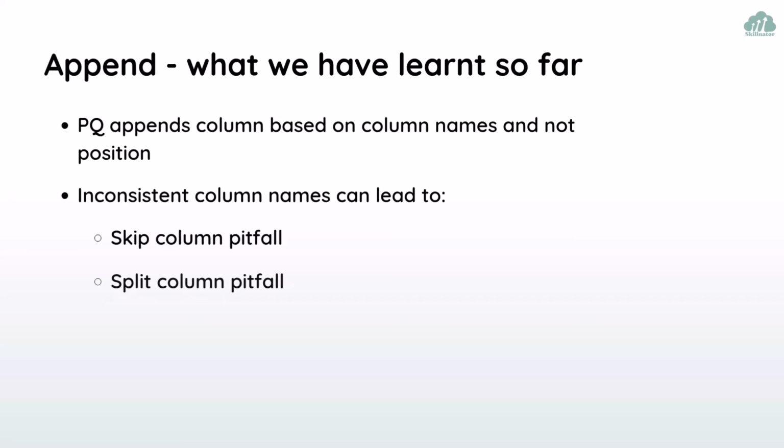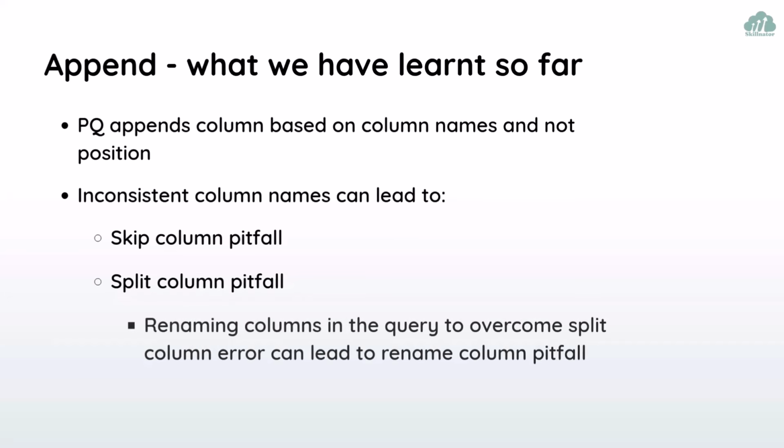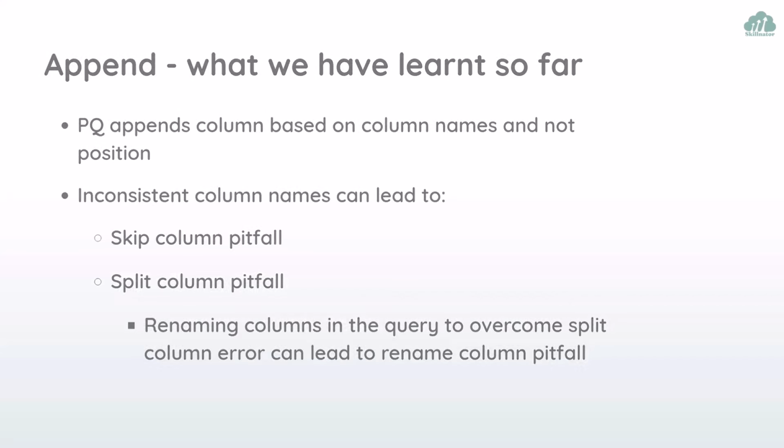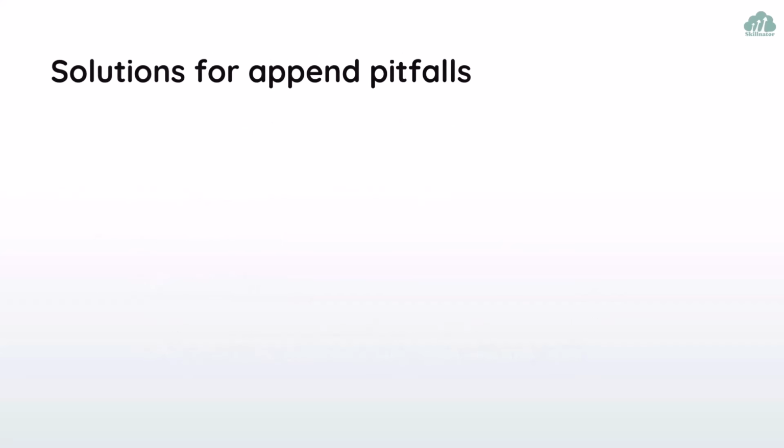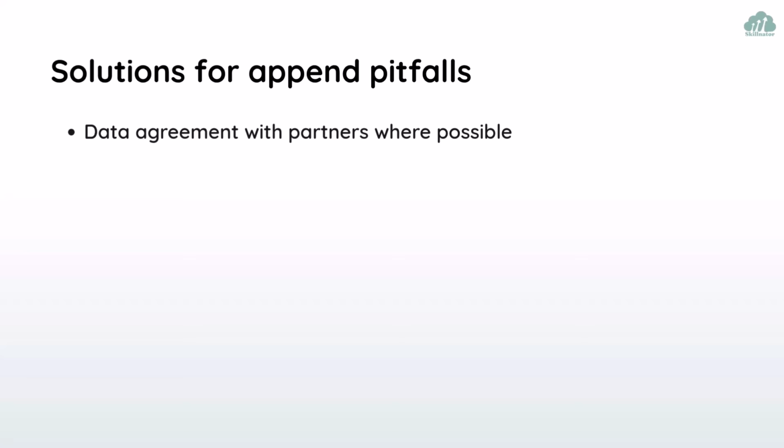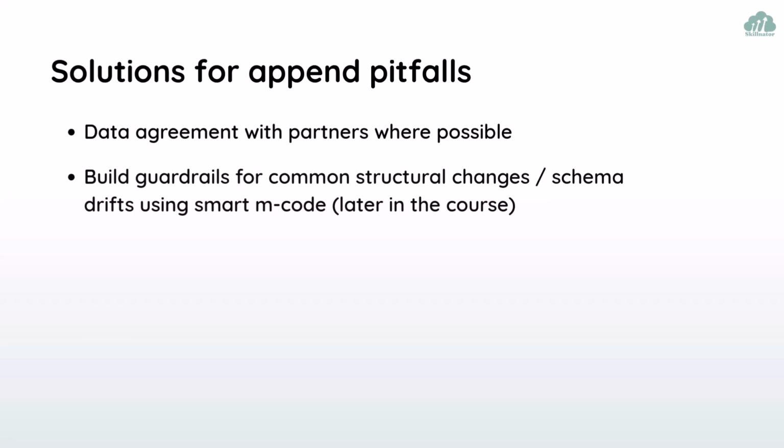If you try to fix the split column pitfall by renaming the inconsistent column names using the Power Query user interface, you might run into the rename column pitfall, where the query breaks when the source file changes again. These pitfalls make your queries unreliable, error-prone, and can lead to inaccurate results in your final reports. The ideal solution to these challenges is a data structure agreement with the coworkers who are sending you the source files. But when that's not possible, which is quite common in real workplaces, you can design robust dynamic queries using M code with proper check and balance mechanisms. We'll explore these techniques later in the course.